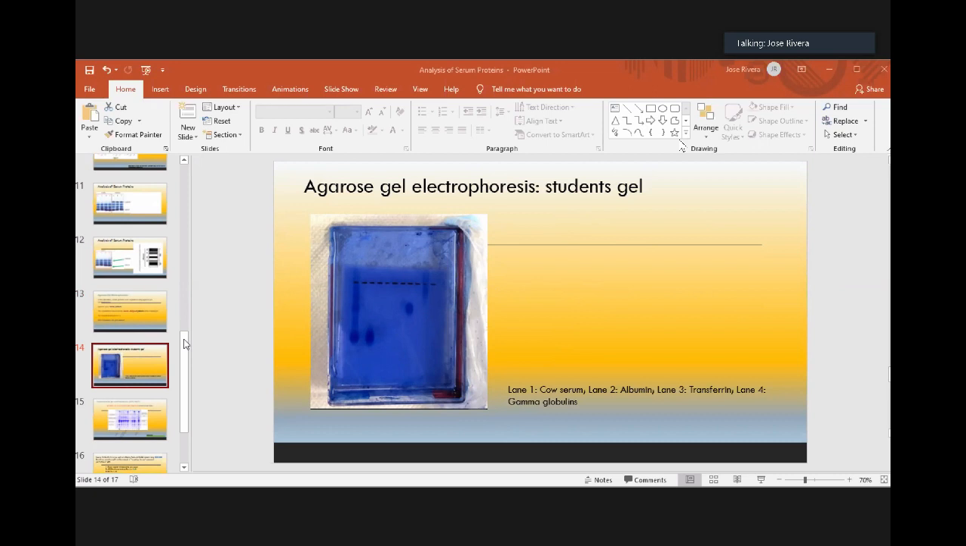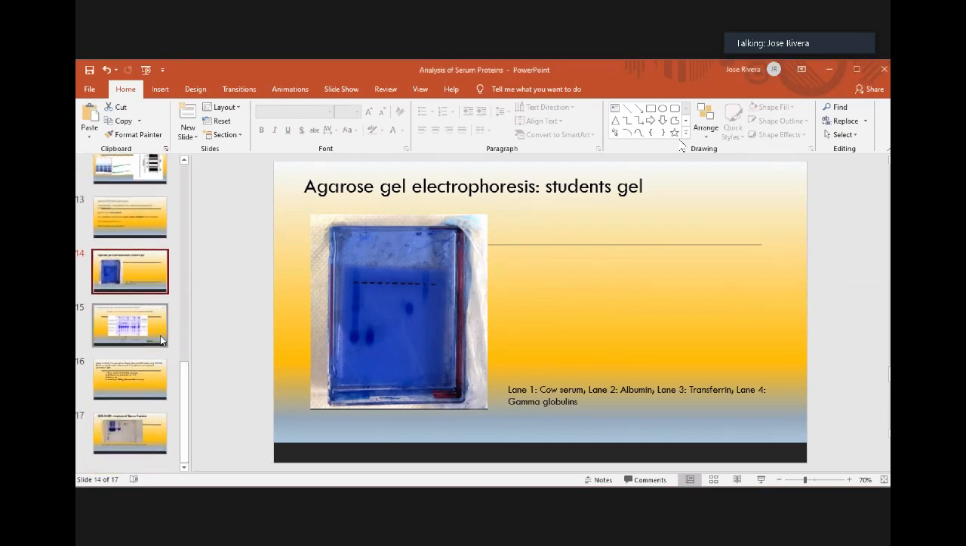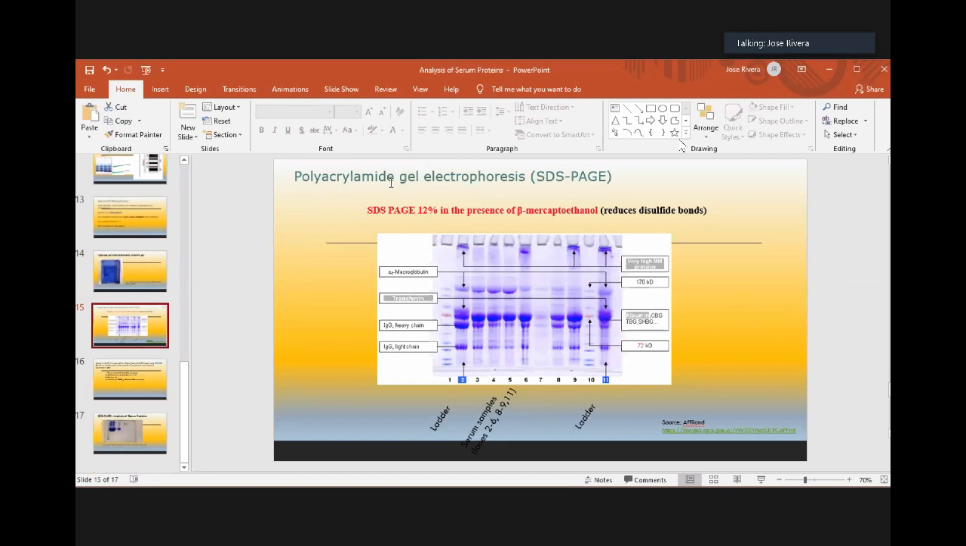The other gel that we ran last year is called the SDS-PAGE gel. SDS is a detergent. So what happens is you boil the protein, then you add the detergent SDS.